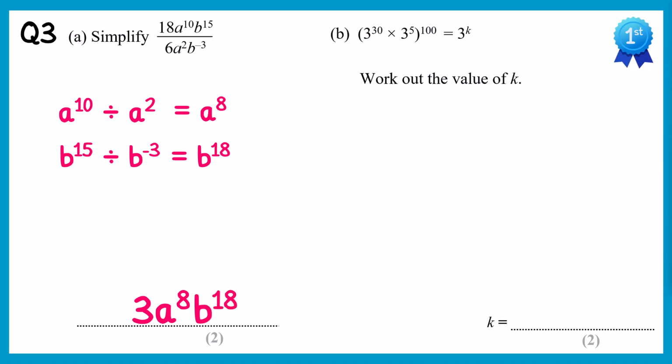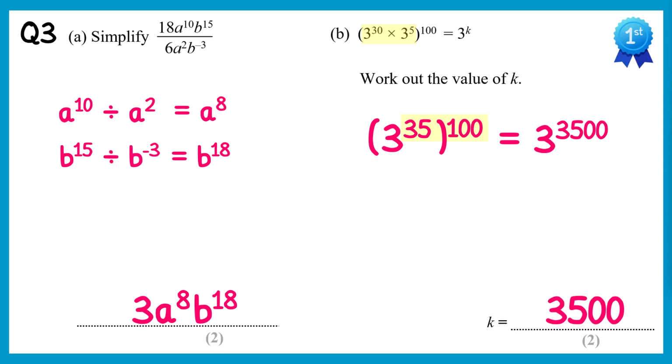In the second part of the question, we're going to start with what's inside the bracket. When we multiply like this, we add the indices. So 30 plus 5 is 35. So this is 3 to the power 35. But all of that is in a bracket raised to the power 100. When we have a bracket to a power like this, we multiply these indices. So 35 multiplied by 100 is 3,500. So this is 3 to the 3,500. You can see in the question it says 3 to the power k, and we've now got 3 to the power 3,500. So k must be equal to 3,500.